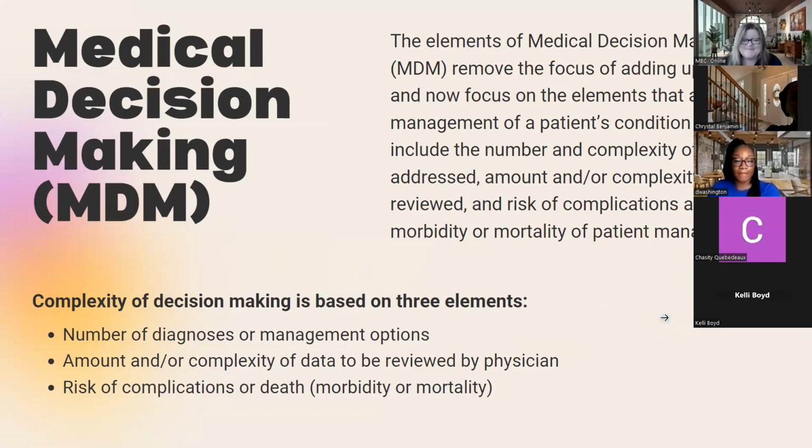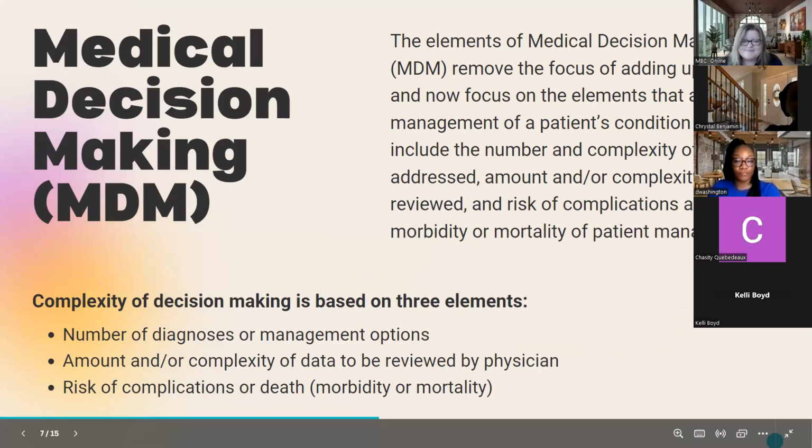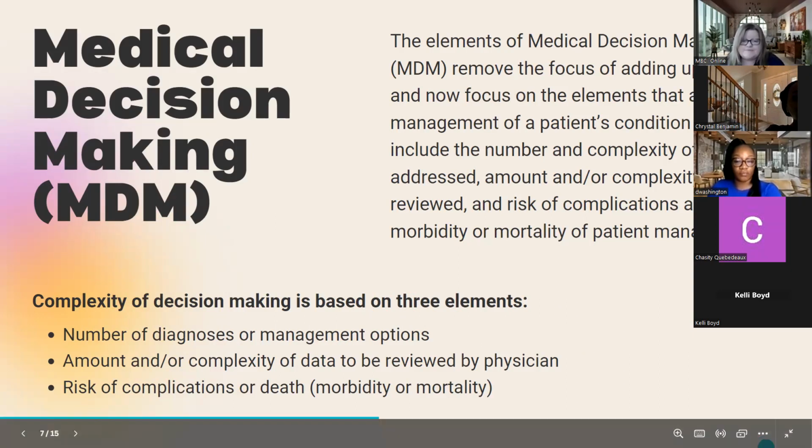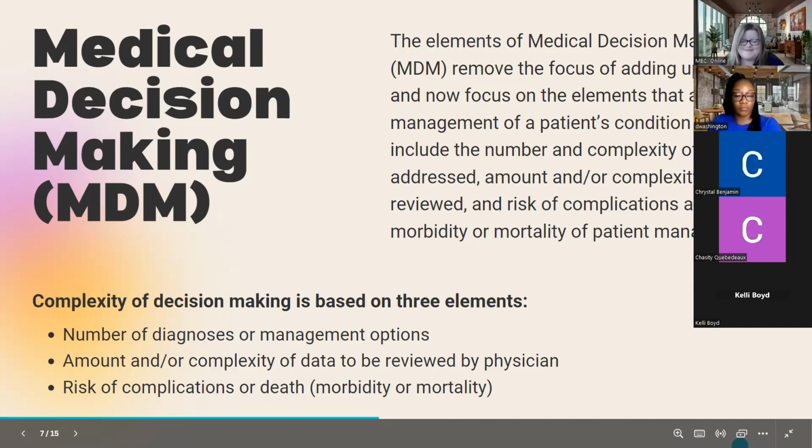Okay. Complexity of decision making is based on three elements: number of diagnoses or management options, amount and or complexity of data to be reviewed by physician, risk of complications or death, morbidity or mortality? That's perfect. Thank you so much.